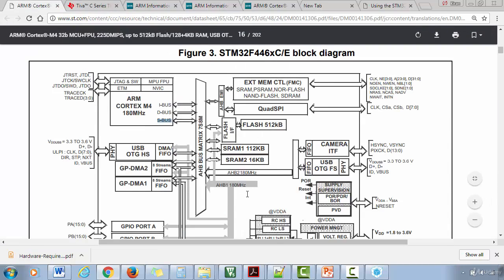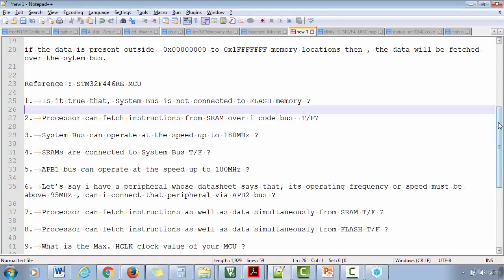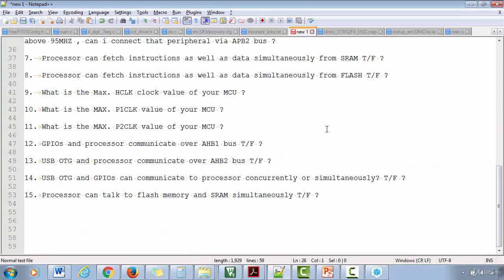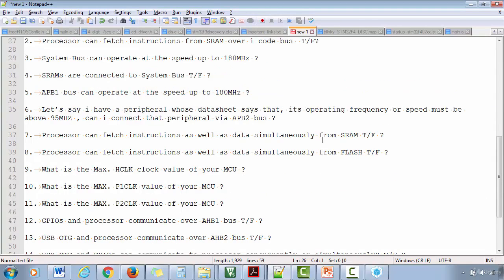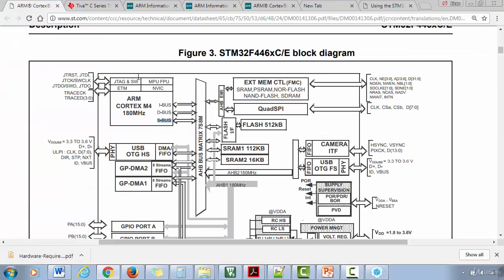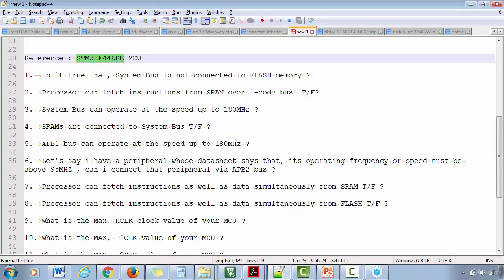Great. So now in this lecture, we'll just discuss some questions and answers. These are some thought-provoking questions on whatever we learned so far, and the reference for these questions is the STM32F446RE microcontroller. Now let's go through the questions one by one.